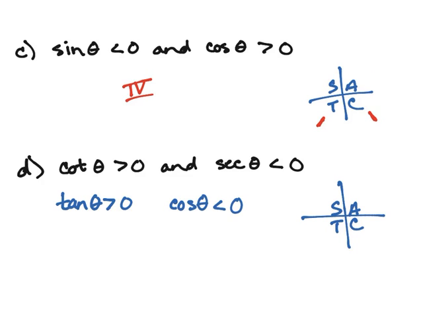Okay, and I rewrite it because if I just go, oh, secant theta is less than 0, then I got to really think for a minute. What does that mean? Where do I put that in the 4 quadrants? So I just turn it into cosine.